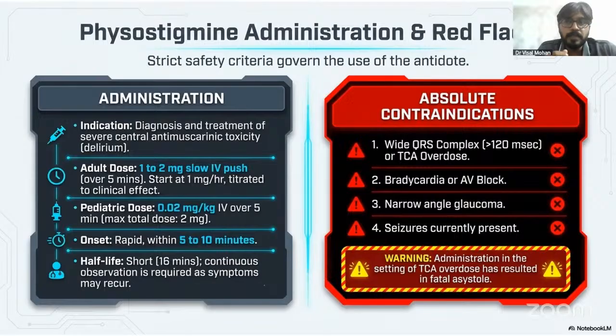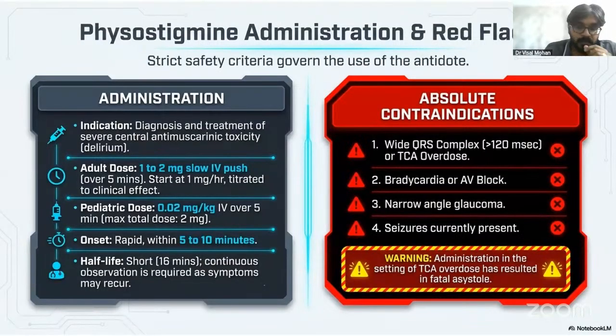So what we need to know is the onset of physostigmine is rapid. It takes place between 5 to 10 minutes. Likewise, the half-life is also short for physostigmine, usually around 10 to 15 minutes. Once the physostigmine effect goes down, the patient might again show antimuscarinic symptoms, so repeated physostigmine doses might be required because of its short half-life. This is something that we need to keep in mind.